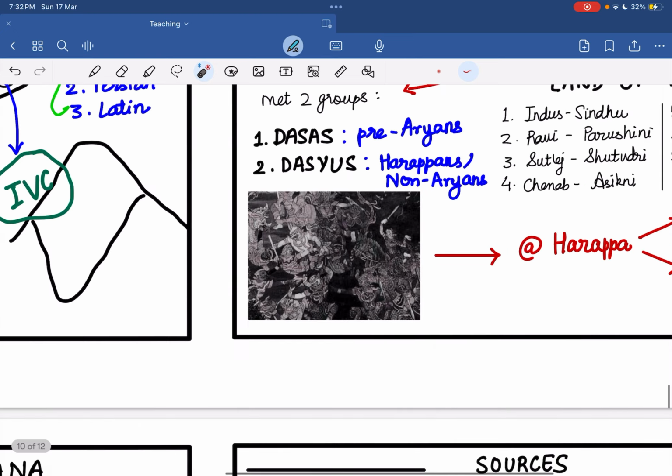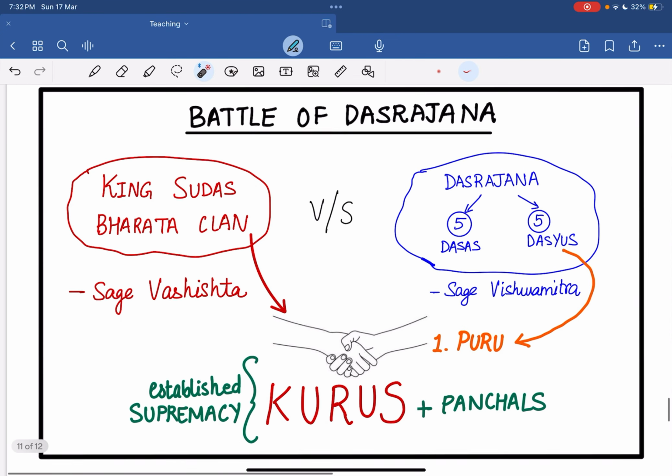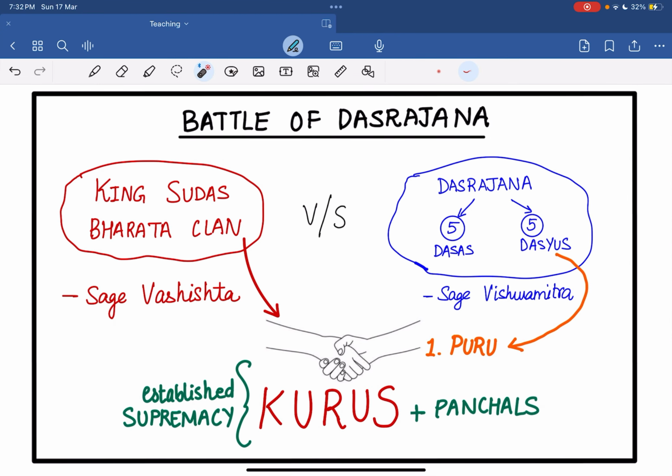Now we're going to look at what exactly happened. So it's called the Battle of Dasrajana. What is Dasrajana? Ten kings. Das means ten. Rajana means Raj, king, his throne. So Dasrajana, the Battle of Dasrajana, ten kings.